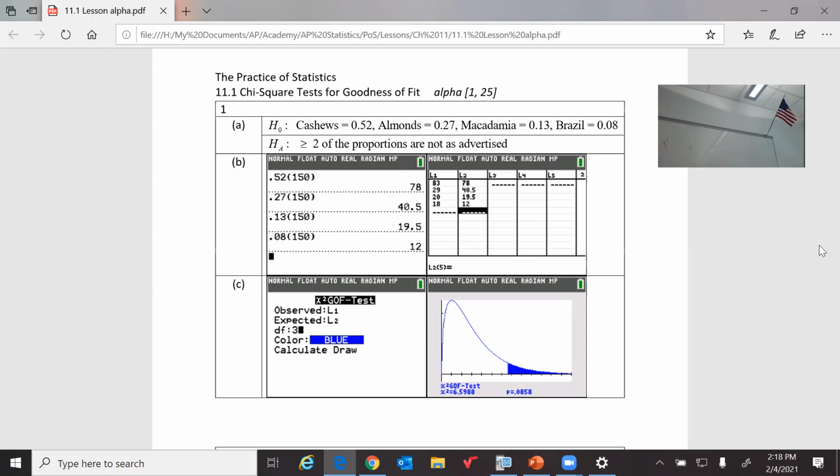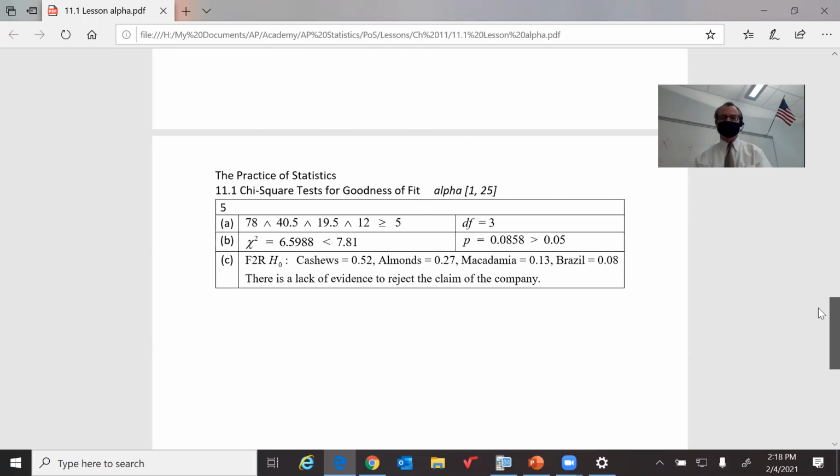So if we use the calculator to do the test, and instead of calculating, I push draw, you see the shape of the chi-square distribution. It's skewed. It's always skewed. Okay? The more degrees of freedom, the less skewed it is. But it's skewed. And it's always a one-tail test. So we get a p-value of 8% for the nuts. 8% is higher than 5%. Skip the 5.